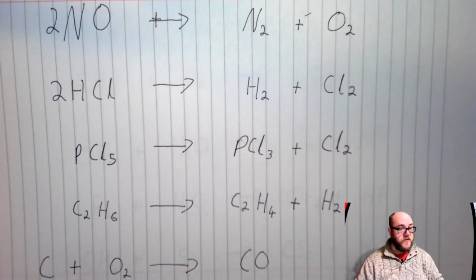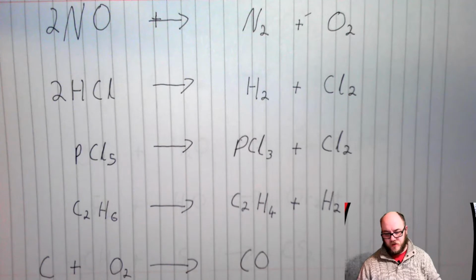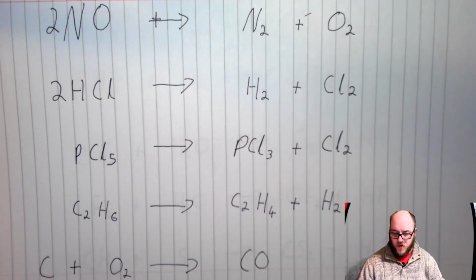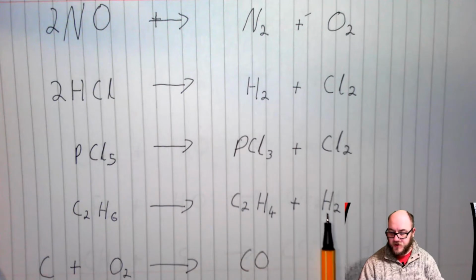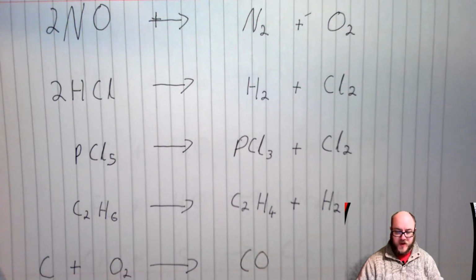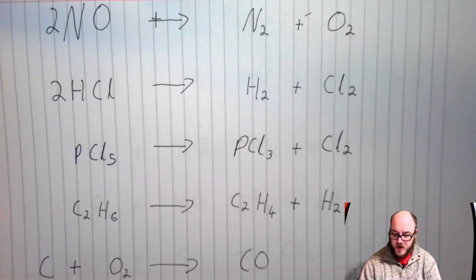So C2H6 decomposing to C2H4 plus H2. Well, as you can see already, there are 2 carbons on this side, 2 carbons on this side. There are 4 plus 2 hydrogens, that's 6 hydrogens, and 6 hydrogens, so these again are already balanced. Our final one then, carbon plus oxygen gives carbon monoxide.